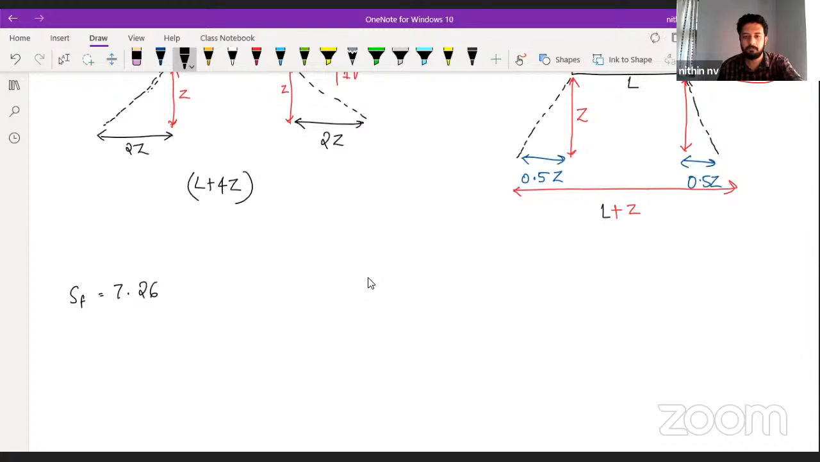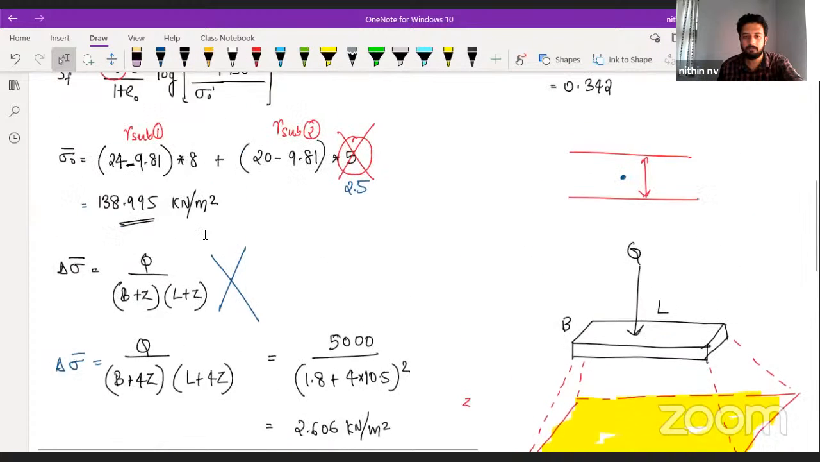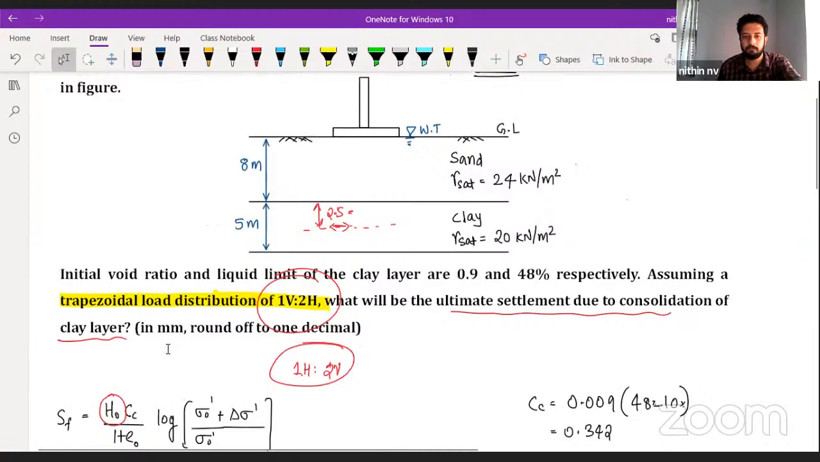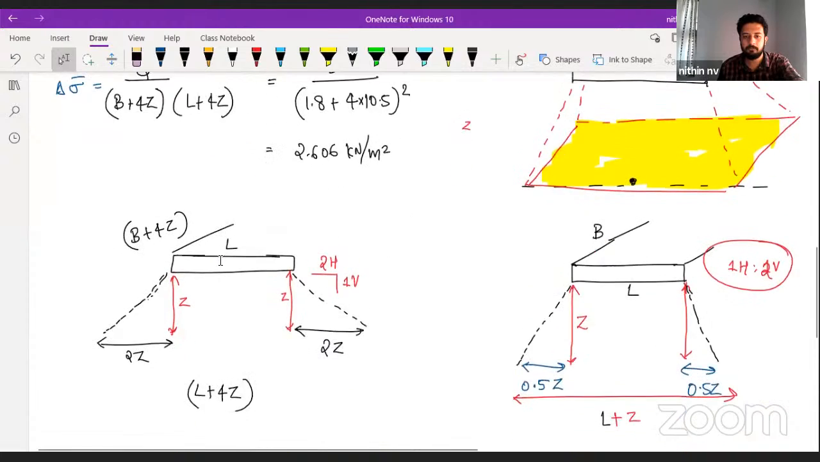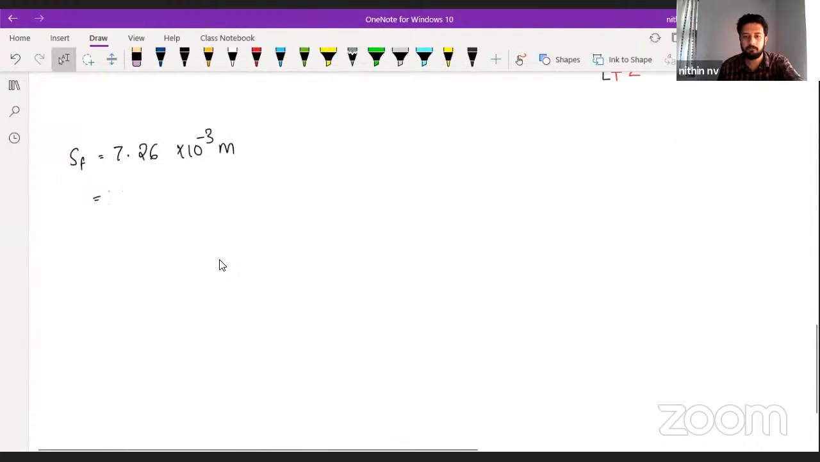Okay. How much? -3, but that will be in meter. No, everything we are substituting in meter. Your H value, everything we are substituting in meter. The value of SF, the unit, all other units are going to get cancelled. Sigma F and all, because it is log. You know. So that is going to be 7.26 mm.